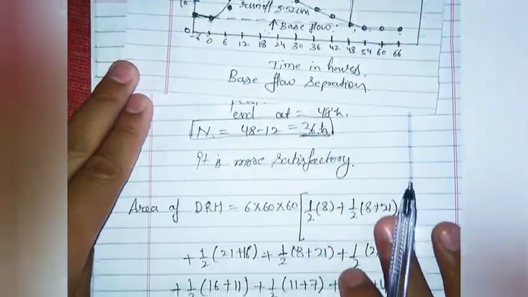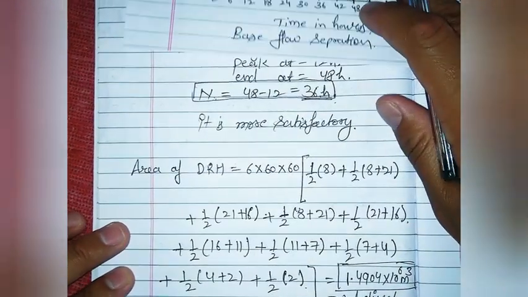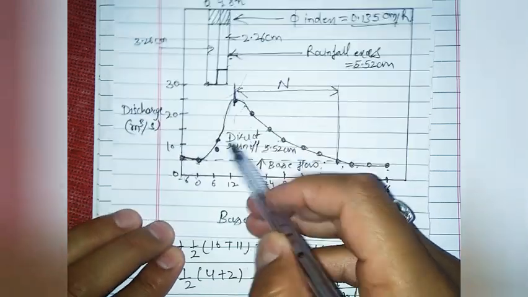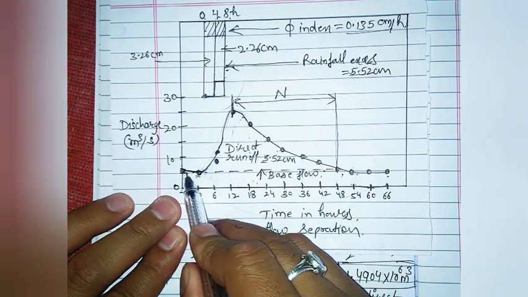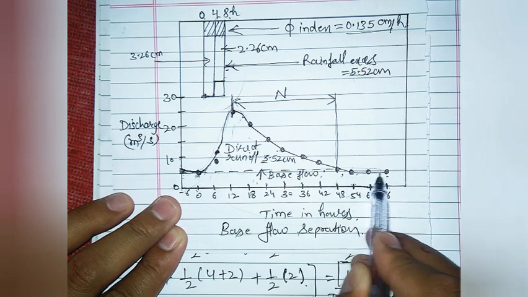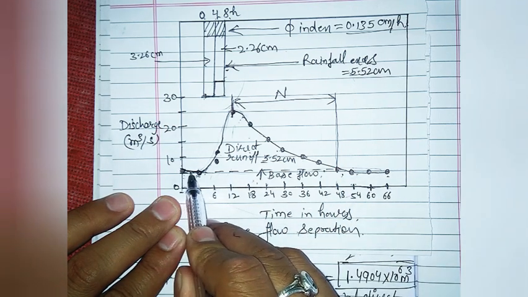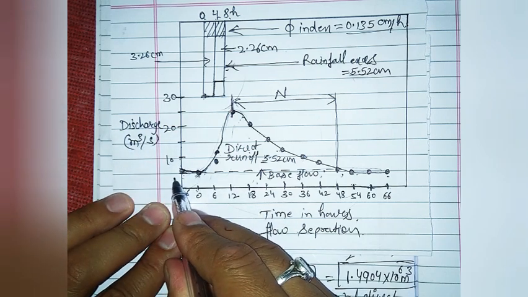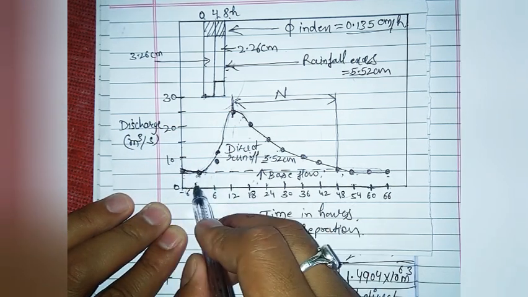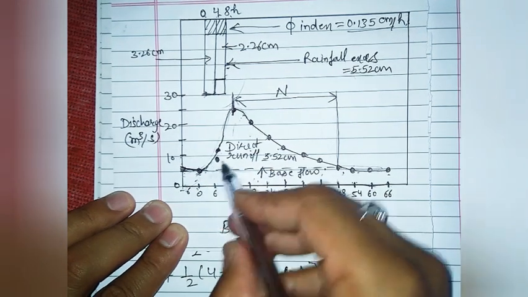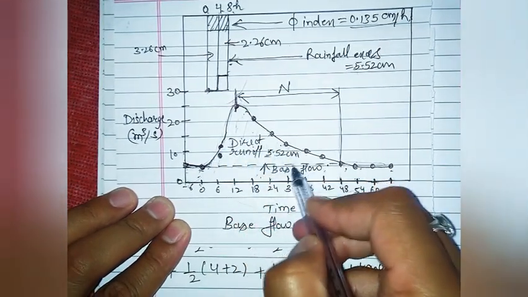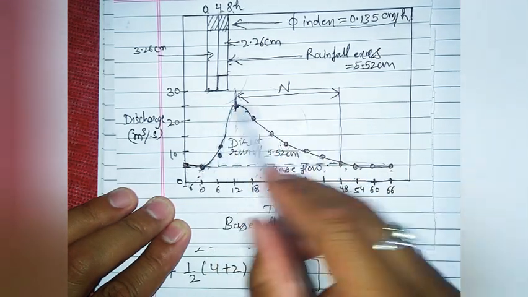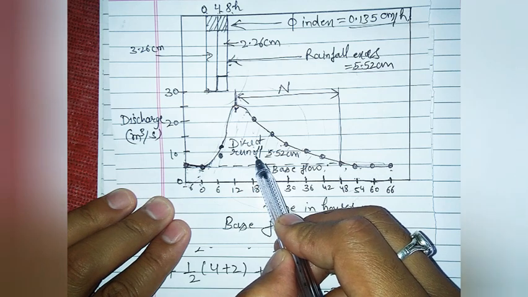Now moving forward, we'll calculate the area of the DRH. We need to calculate the area of this curve. This is the base flow component here, which starts at a discharge of 5 meter cube per second. This is given to you, and this part is your direct runoff. You need to calculate the area of this curve, and it will give us the direct runoff volume.